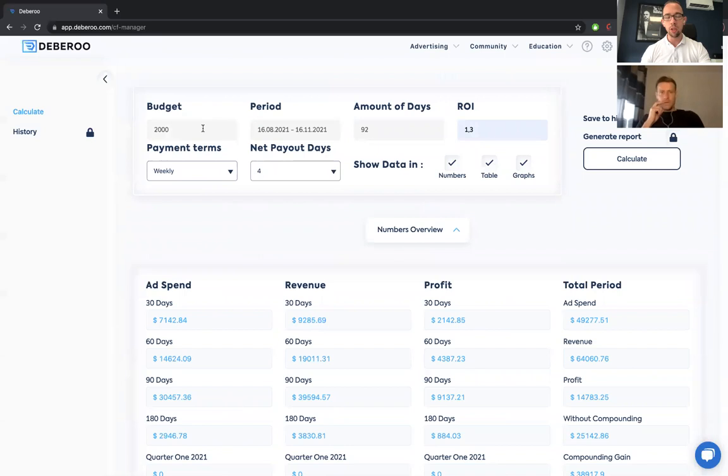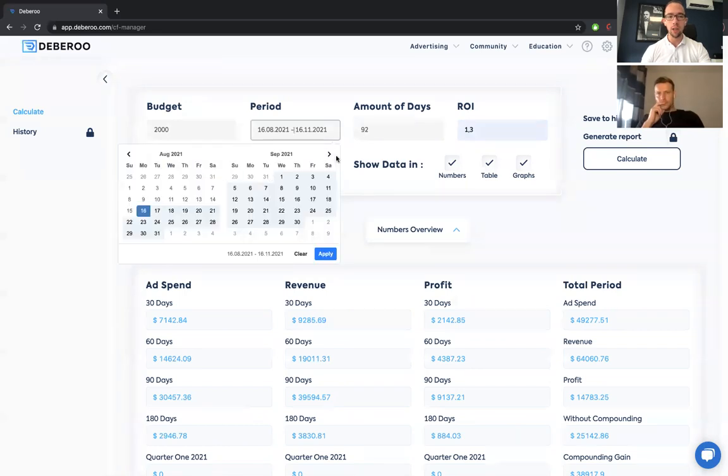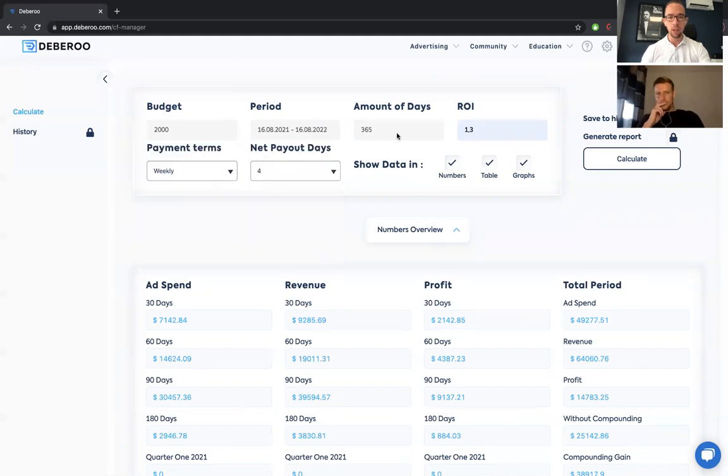So let's say we start with a $2,000 budget, but now we run for 1 year. Yes, so not for 3 months, but for 1 year. So we will head to August 16. That's 365 days, right? Now the 1.3, it will never be a linear graph, right?